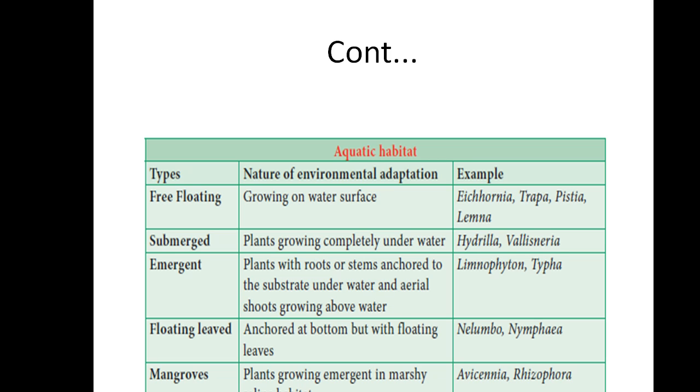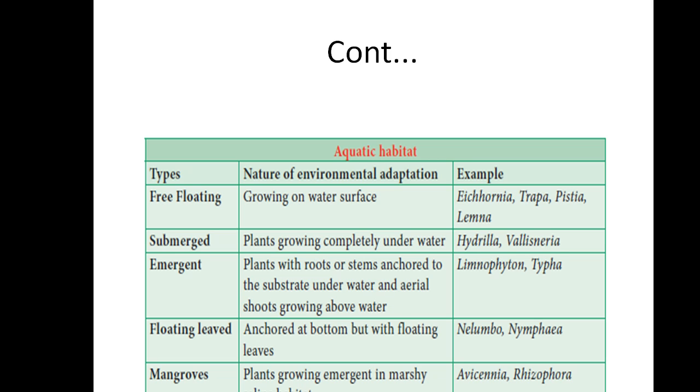Examples are Limnophila and Typha. Next I am coming to floating leaved, which means anchored at the bottom but with floating leaves. You can take as examples Neelambu and Nymphaea, that is lotus and lily. If you take a lotus or lily plant, the leaves and the flower of the lotus you can see on the water above the surface, but its total part is present below the water, under the water.